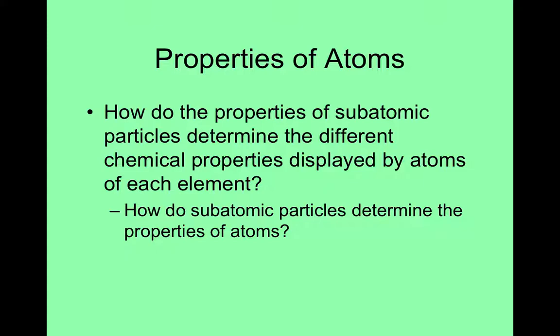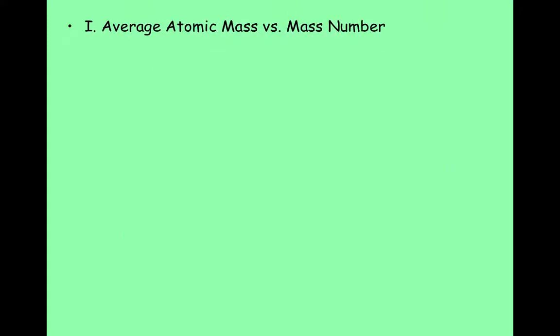I want to just break this down a little more. If you notice at the end of the unit essential question, it talks about the different chemical properties displayed by atoms of each element. So the atoms of different elements, hydrogen and oxygen and nitrogen and gold, these elements all behave somewhat differently. The reason why is because of subatomic particles and the properties that the subatomic particles display and the numbers of each type of subatomic particle in different elements. And we'll explore all that today.